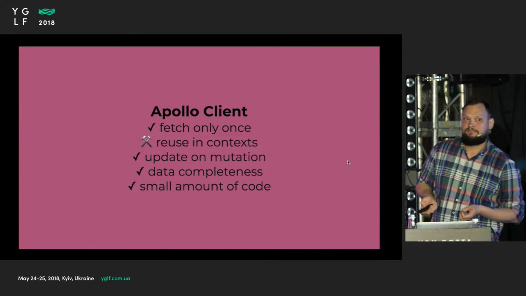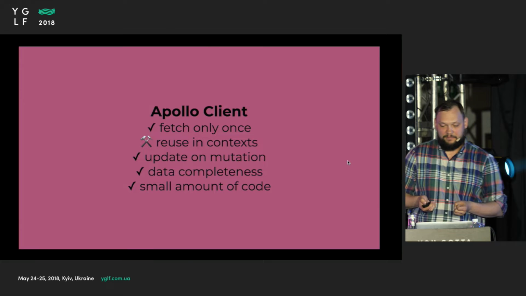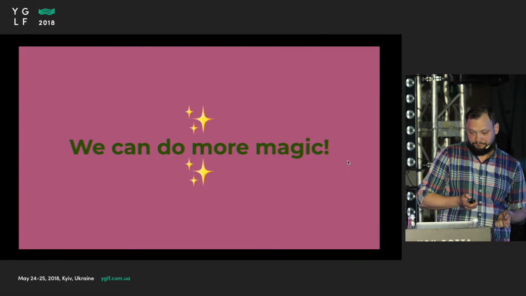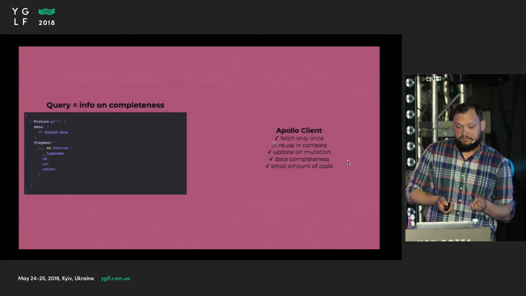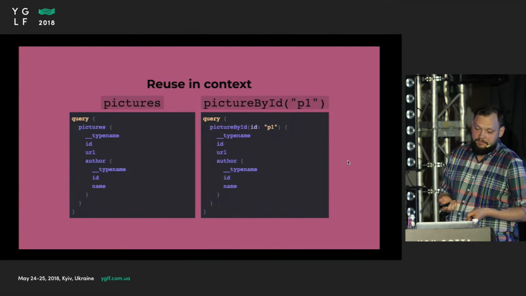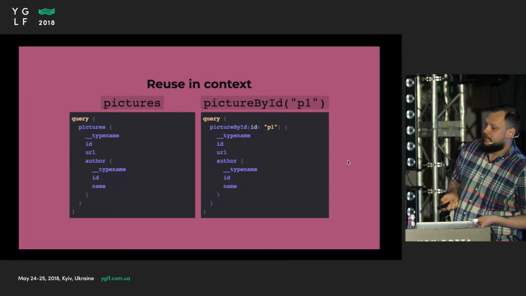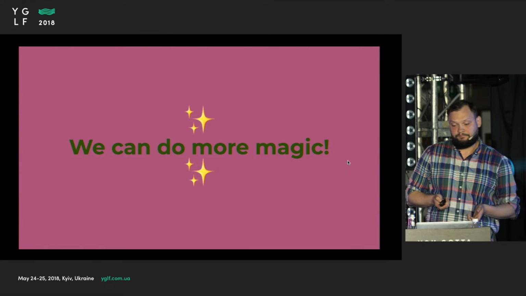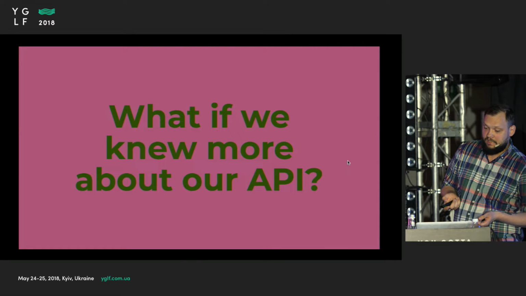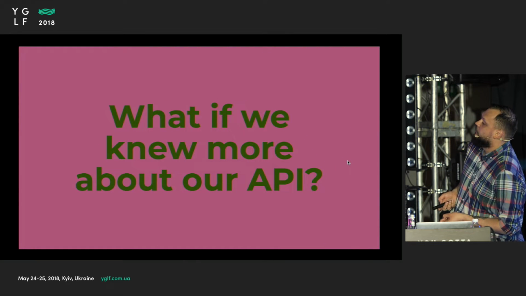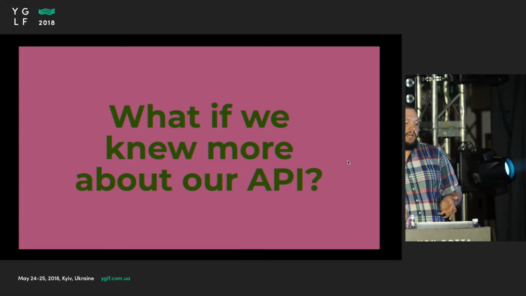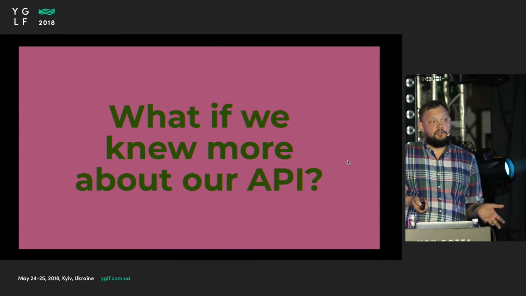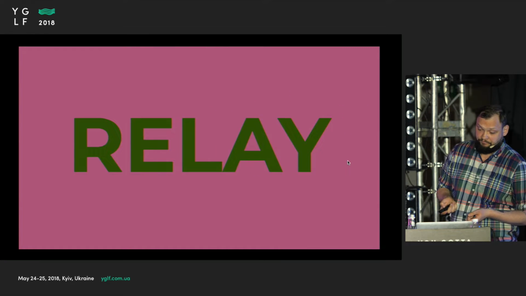Of course, as soon as you step out of the supported feature set, you will have to write more code. But maybe we don't have to stop here. Maybe Apollo in some way can know how to associate a picture by ID with some particular root field. So what if we knew more about our API? What if we had some restrictions placed on our API by our cache that would let the cache know how to do those things automatically?